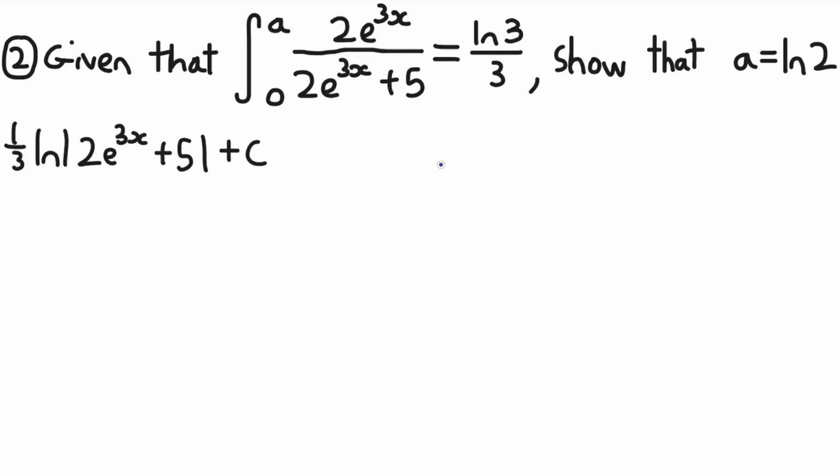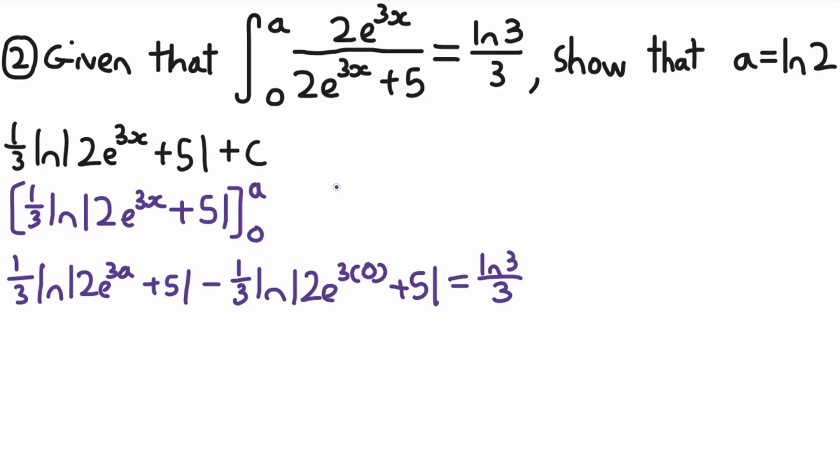Okay, so this is the integrated form here. So now we need to sub in the limits of 0 and a. So we sub in a, it's going to be 1 over 3, and then the natural log of 2e to the power of 3a plus 5. And this is going to be minus 1 over 3, the natural log of 2e to the power of 3 times 0 plus 5. And all of this is going to be equal to the natural log of 3.